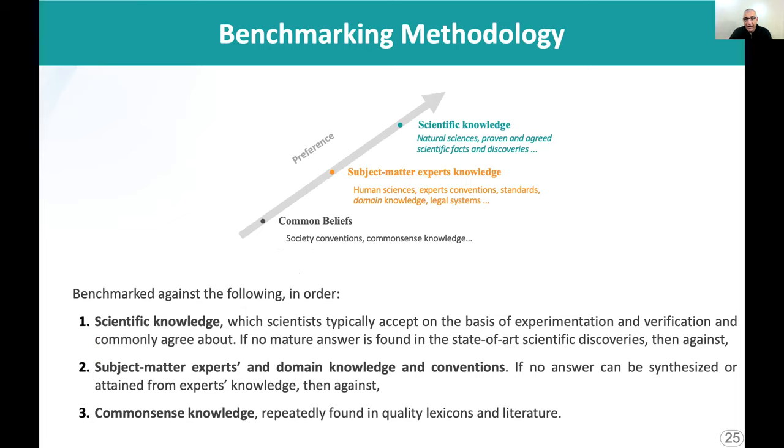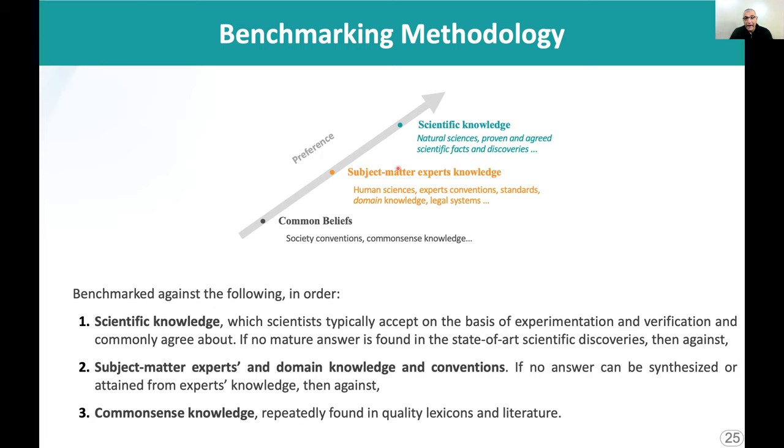Our benchmarking methodology consists of three levels of preferences. First, we try to adhere to scientific knowledge. For example, when we classify stars, planets, satellites, etc., the correctness of our classification is benchmarked against advances in astronomy. When we classify organisms, we try to rely on biology, etc. For example, what is a virus? A virus is not an organism in the Arabic ontology, unlike in other lexicons, because science or biology does not consider it even an organism.